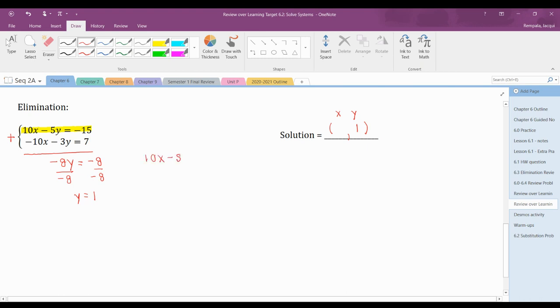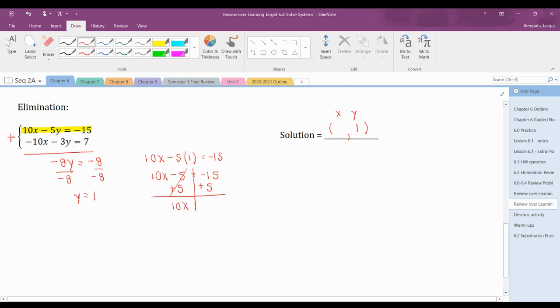So we'll have 10x minus 5 times 1, and that equals 15. Well, 5 times 1, there'll still be that subtraction sign there, but 5 times 1 is 5. Now I want to get those numbers away from x. So I'm going to have to move the number not attached. That negative 5, we need to add it.